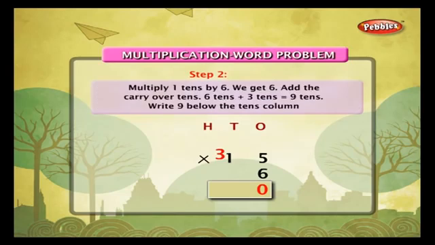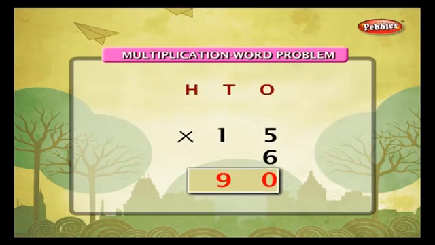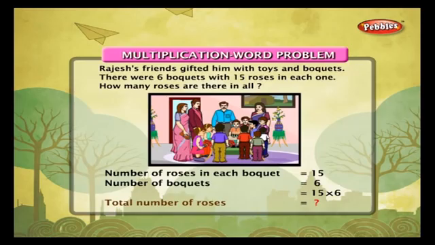Step 2. Multiply 1 tens by 6. We get 6. Add the carryover tens. 6 tens plus 3 tens is equal to 9 tens. Write 9 below the tens column. Thus, 15 into 6 is equal to 90. Total number of roses are 90.